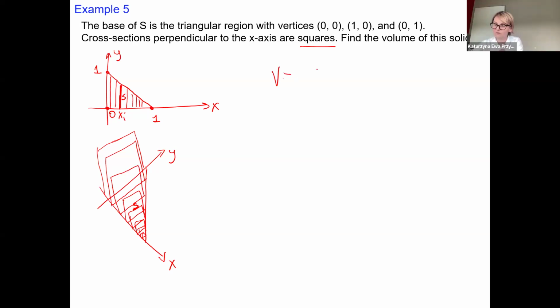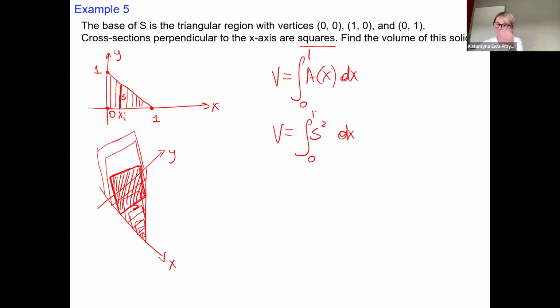That means the volume will be the cross-sectional area, and the cross-sectional area is just the square. So we integrate the cross-sectional area with respect to x, because we can see we're slicing x between 0 and 1. That's s squared. Now, how can we find the s in terms of x?